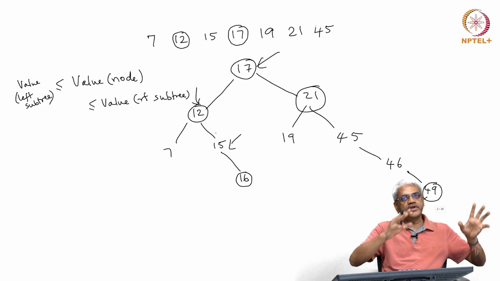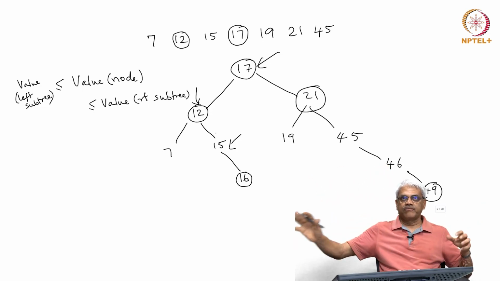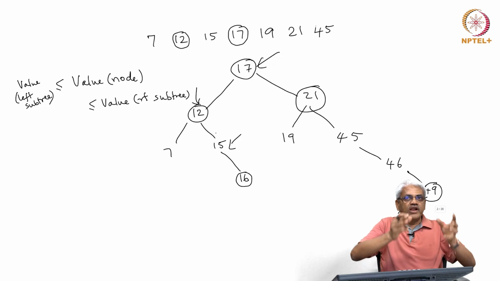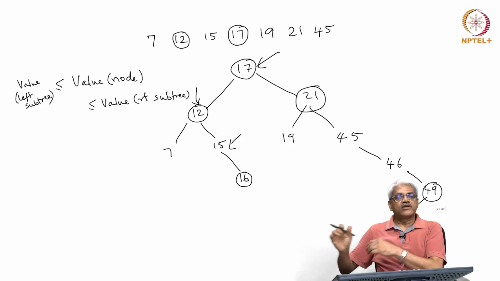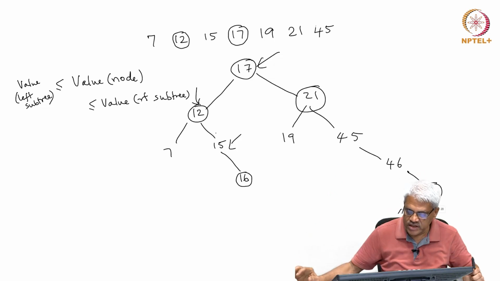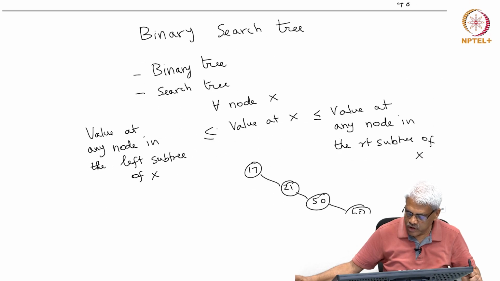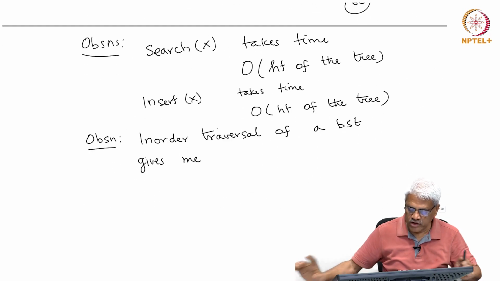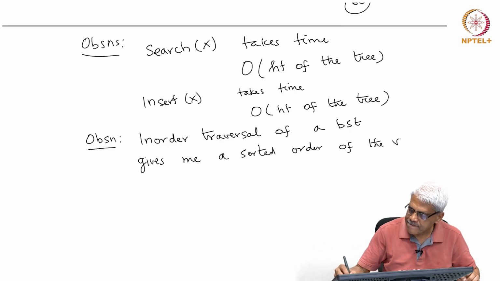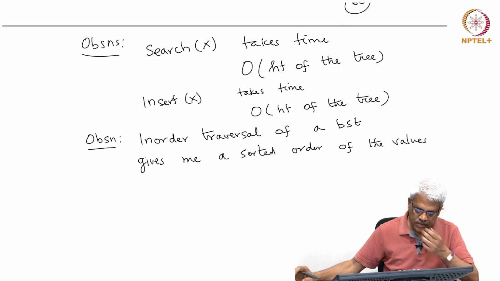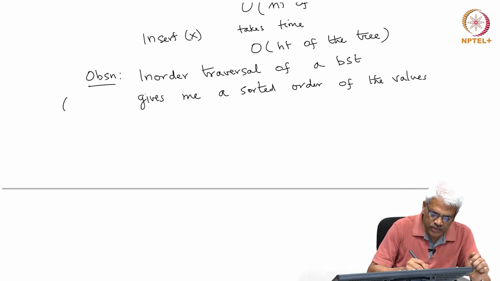You visit the left subtree first, and then the node, and then the right subtree. How do you visit the left subtree? Recursively do an in-order traversal of the left subtree, and then the root, and then an in-order traversal of the right subtree. It's not very hard to see that what you get is a sorted order of the values. This is a very useful observation, and I'm going to prove it.